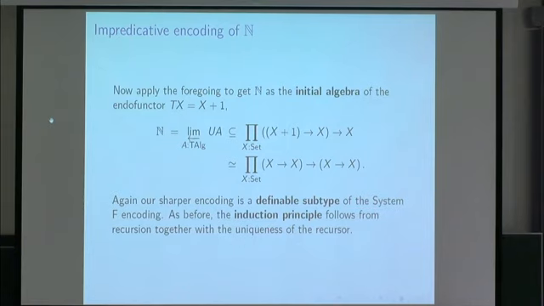So for the specific case of the natural numbers, we apply that calculation to this endofunctor, and we get Girard's encoding of the natural numbers as our kind of coarse encoding, and then we take a limit and we get the correct encoding. And now our sharpened encoding does indeed satisfy the required induction principle.